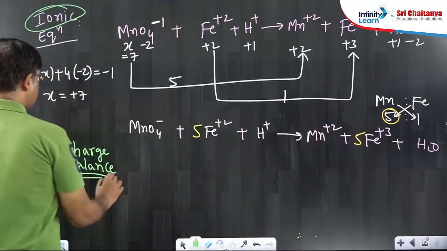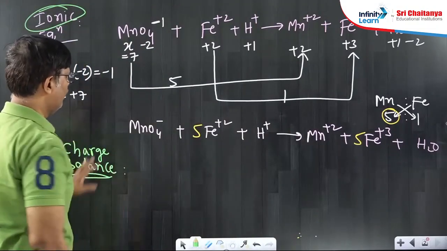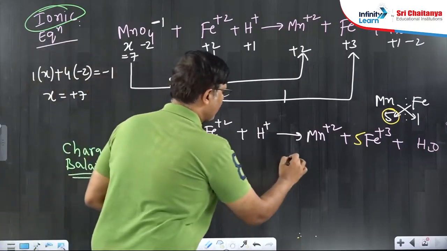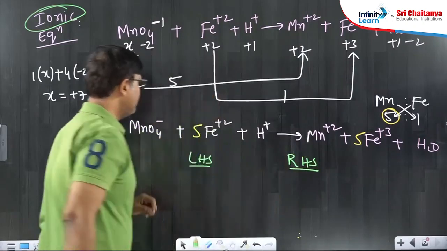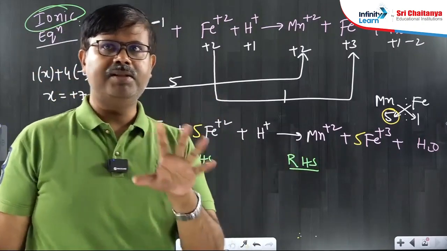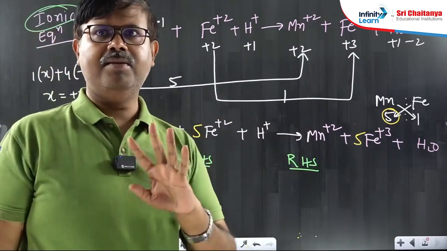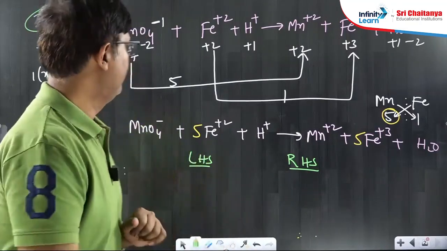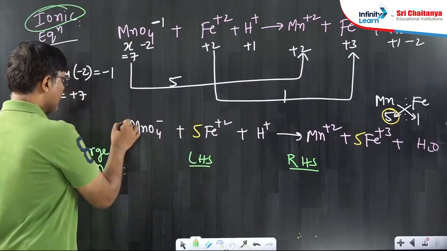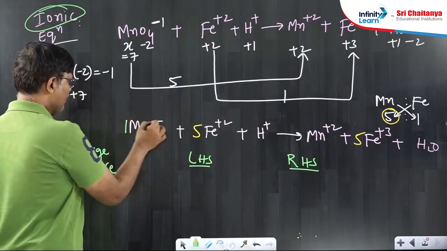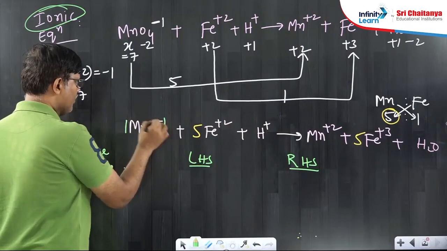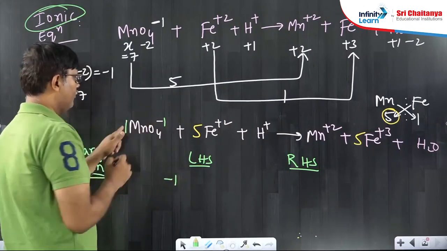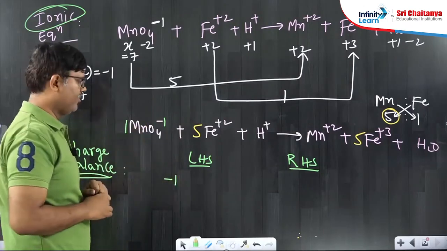Now, charge balance. I will take LHS, left hand side, and RHS, right hand side. Let's see the total charge on the left hand side and the total charge on the right hand side. If they are balanced, we are okay with it. If not balanced, then not okay, and we have to make it balanced. So what is the charge here? Permanganate. Here 1 MnO4 is there with charge -1. So the total negative charge is 1 into -1, that is -1.